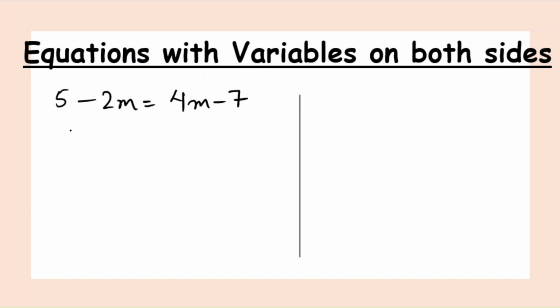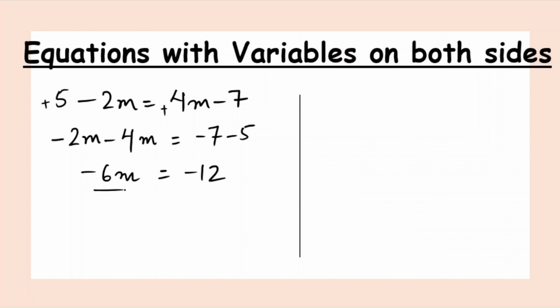So I want to keep my variable terms on this side. So minus 2m. Let's bring this 4m to the left side. Now what is the sign in front of 4m? It's plus. So when it shifts to the left side of the equal sign, it will become negative 4m equals this negative 7 on the right side, and this plus 5, when it goes to that side, will become minus 5. Now, minus 2m minus 4m is just minus 6m equals minus 7 minus 5, which is minus 12. Divide by minus 6 on both sides. m comes out to be 2. That's our answer.